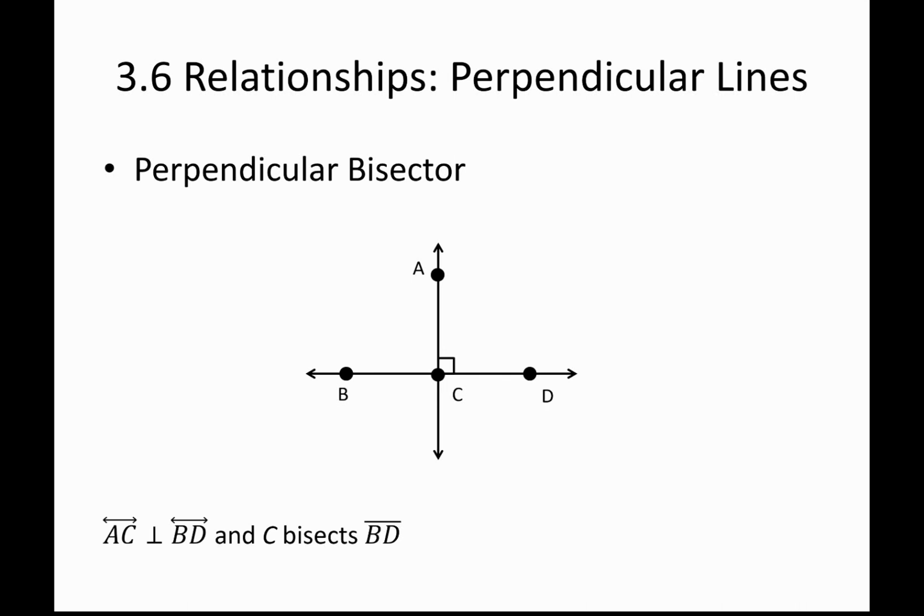It's lines that are perpendicular, and C bisects line segment BD in here. So thus, AC, the line that goes through the midpoint, or the point that bisects the line segment, you can call it a midpoint, okay? The line that goes through the midpoint and is perpendicular, right? AC is perpendicular to BD. If it has those two features, then you can call it the perpendicular bisector.